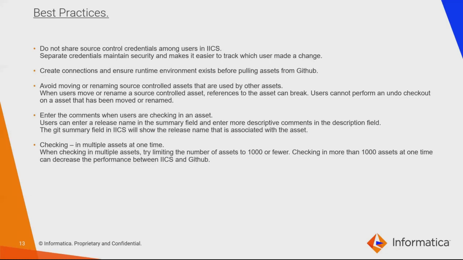Create connections and ensure the runtime environment exists. This is similar to what we discussed previously. When trying to pull an asset, we need to make sure that the connections and the runtime environment exist. Avoid renaming or moving source control assets that are used by other assets. When users move or rename a task or an asset, references can break. Users cannot perform an undo checkout on an asset, and that's the reason we avoid moving or renaming a source control asset.